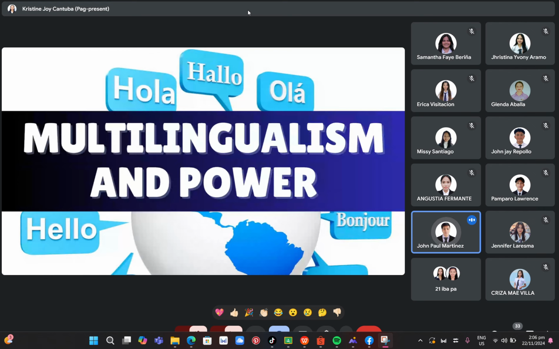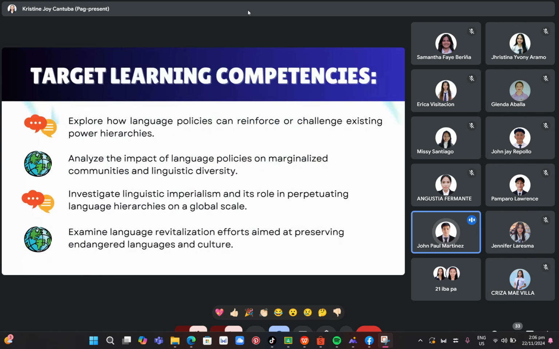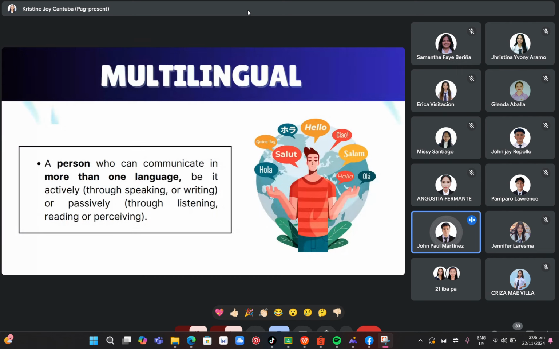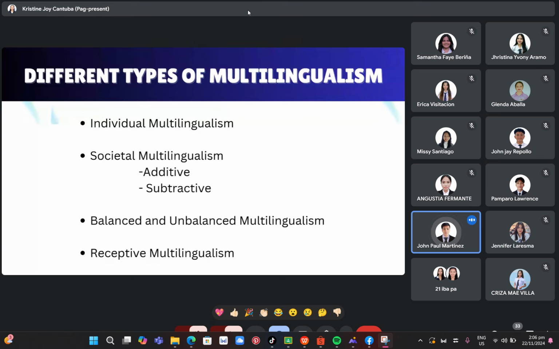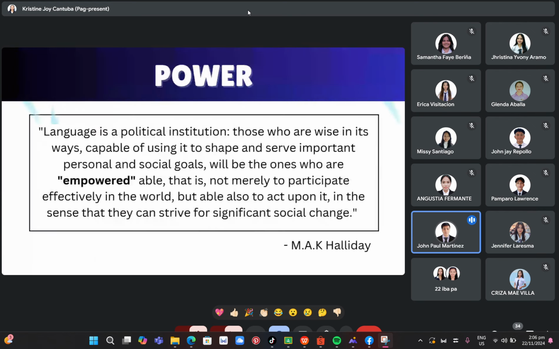Also, there are different types of multilingualism, which are individual multilingualism and societal multilingualism, and under that, we have additive and subtractive multilingualism, and also balanced and unbalanced multilingualism. Lastly is receptive multilingualism. We also quoted M.A.K. Halliday, who stated that language is a political institution.